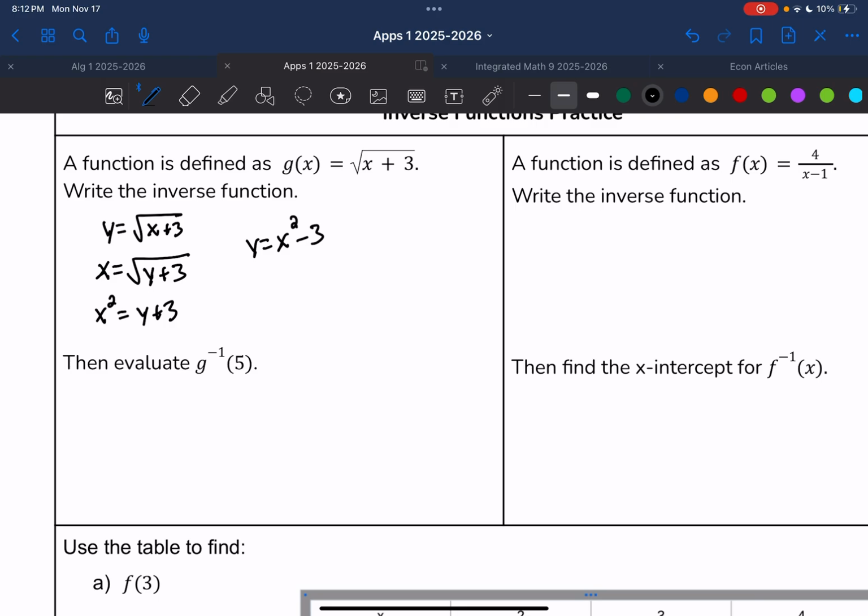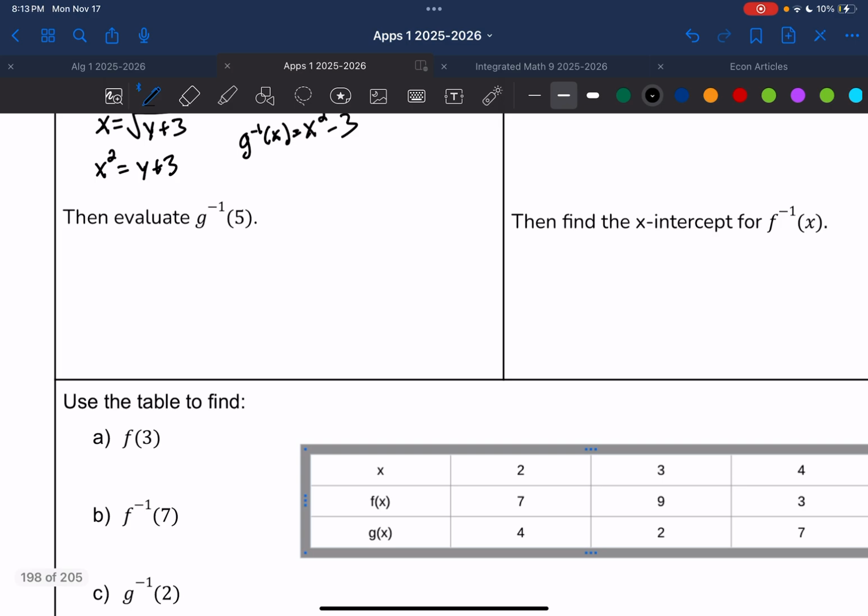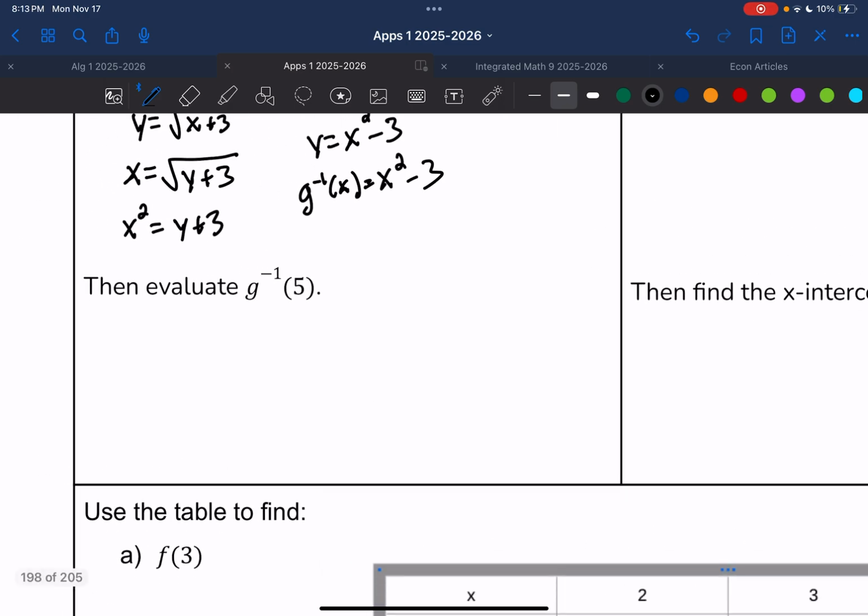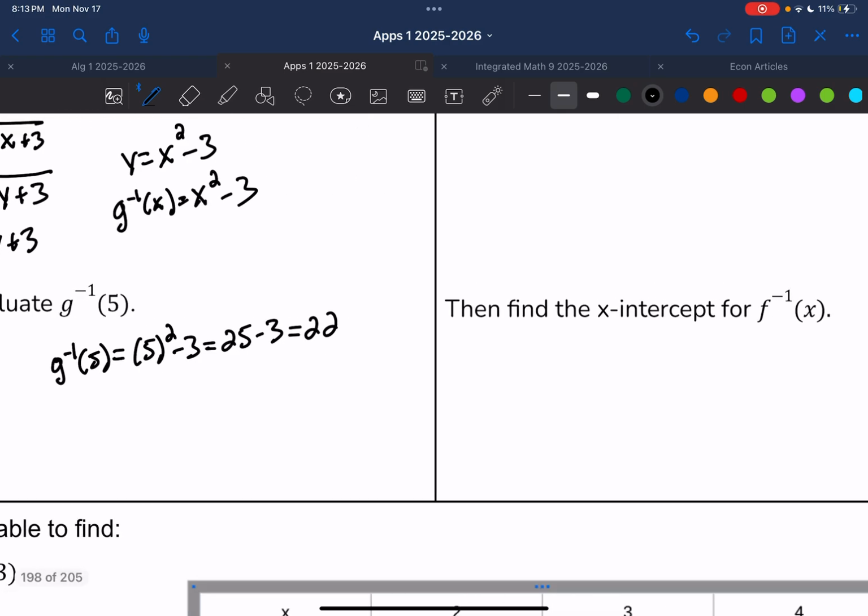So that means if g of x is square root of x plus 3, then the inverse of that, g negative 1 of x, is x squared minus 3. And if we want to think about g negative 1 of 5, well, now we can evaluate that function at 5. So g negative 1 of 5 is equal to 5 squared minus 3. It's 25 minus 3, which is 22.